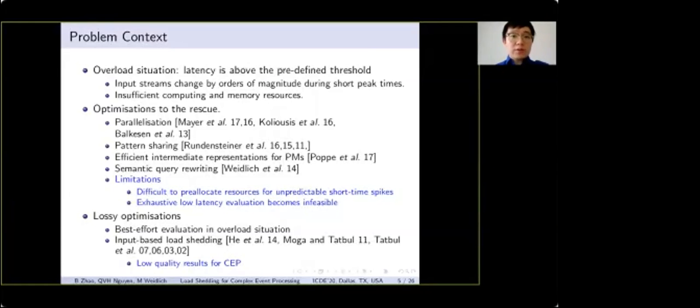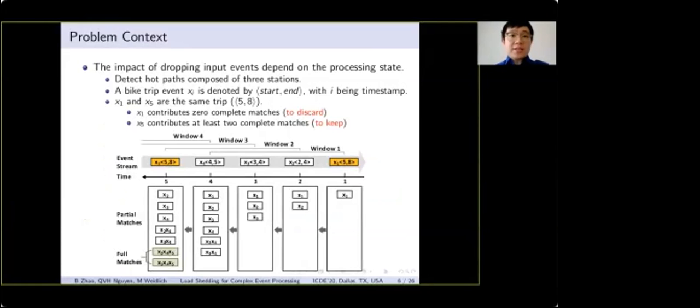We illustrate this issue by the same example of detecting hot paths of bike sharing. A trip is denoted by a pair of start station and end station. Trip from 5 to 8 at time point 1 contributes 0 complete matches. This should be discarded. However, we want to keep the same trip at time point 5 because it contributes 2 complete matches already for time windows 2, 3, and 4.